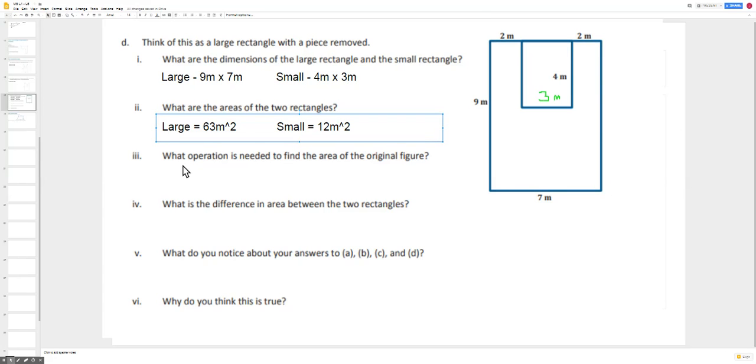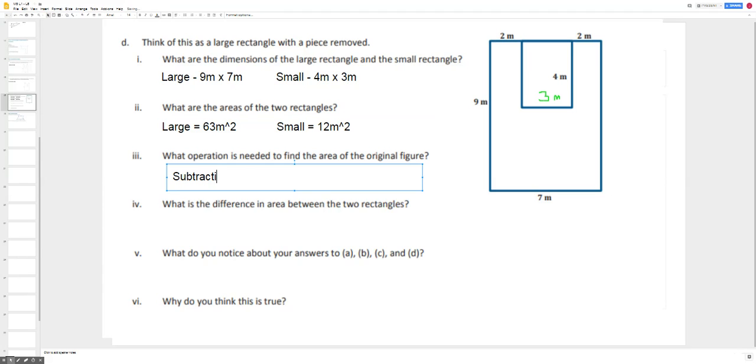Let's look at the next part. It says, what operation is needed to find the area of the original figure? Remember, the original figure is this big rectangle, but this part is removed or taken away. So the operation would be simply subtraction. We're not going to have this portion in there, so we subtract it out from the larger figure.